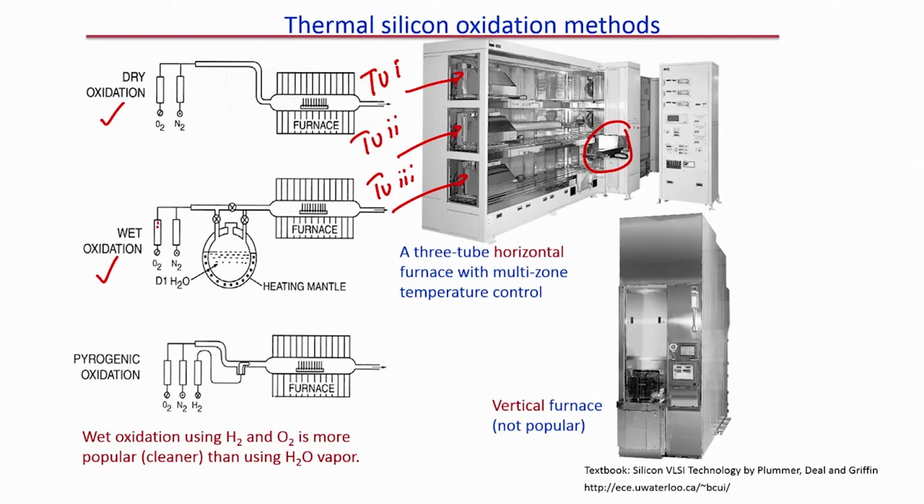and you can grow multiple oxide thicknesses. One thickness can be on tube 1, second would be on tube 2, third would be on tube 3. So, the throughput increases, the throughput would be high.